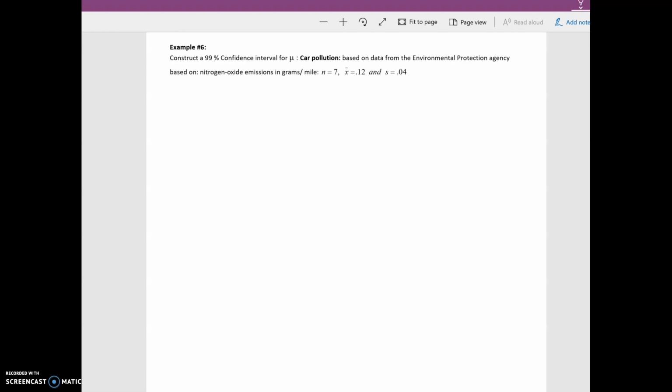Hi class, for this specific problem, we're going to be working on a 99% confidence interval for mu, and we only have the value of the standard deviation of the actual sample. So basically this is going to be a CI for mu, and the value of sigma is not given. Therefore, this is going to be a T interval. Okay, so this is the basic idea.